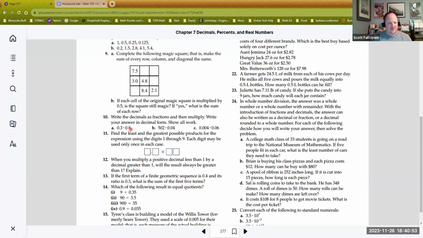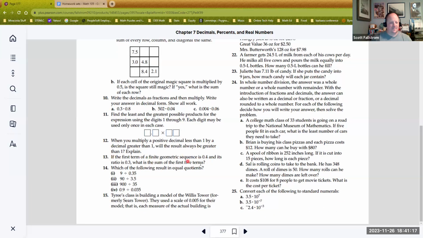All right, and let's see here. When you multiply a positive decimal less than 1 by a decimal greater than 1, will the result always be greater than 1? So interesting. This, to me, probably even could have been in the MCs. Think about that as you're trying to do it. Put in some example values and multiply. I said skip 13, not that it's bad, because it's the sum of a geometric sequence, and we really didn't focus on that back in chapter 1.